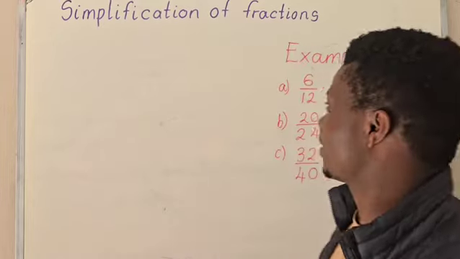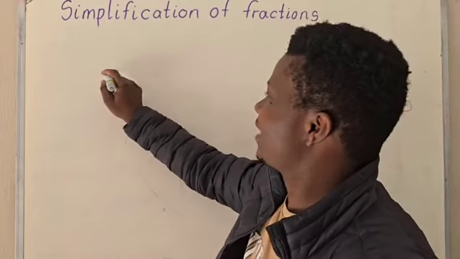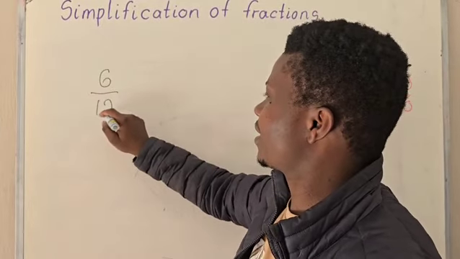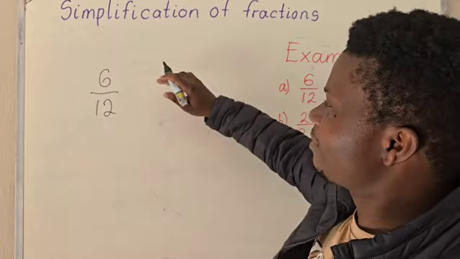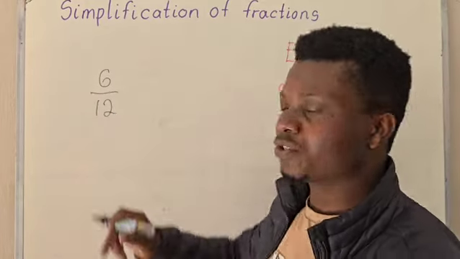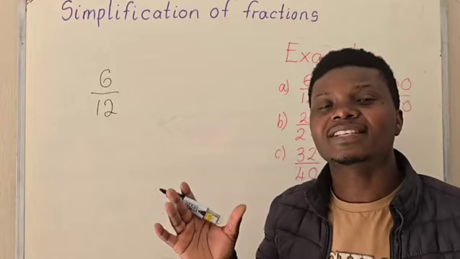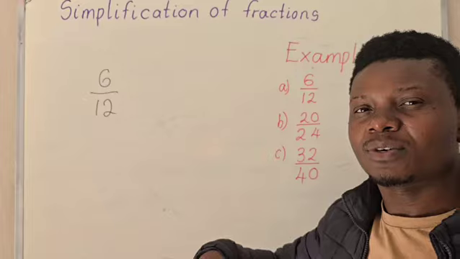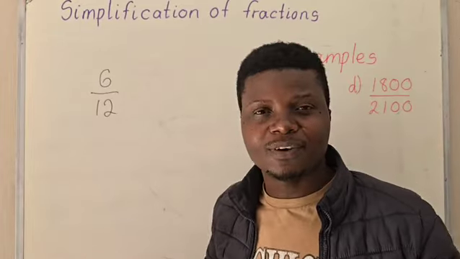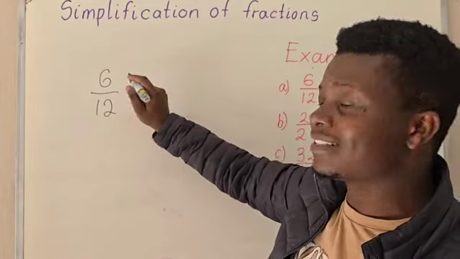Let's try an example right here on the board. Let's say I have 6 over 12 and we say simplify this fraction. So what number divides 6 and 12? Remember, the highest common factor is a smaller number or equal to one of these two numbers. So if you are smart enough, you would know that the highest common factor is 6.